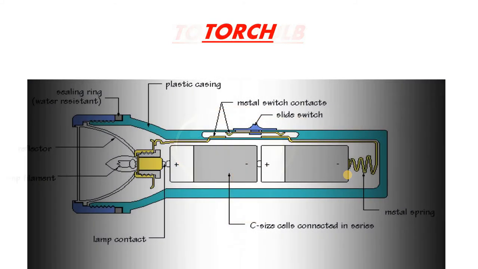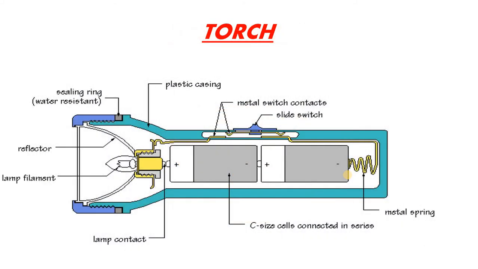So now we will be describing the torch. What is a torch? Already I have said that a torch is a portable electric lamp which uses two or more cells to light a small bulb. The torch is used to provide light when we go out during the night, or when the electricity supply fails at home. The torch has a bulb that lights up when it is switched on.